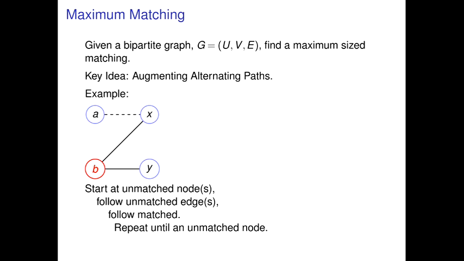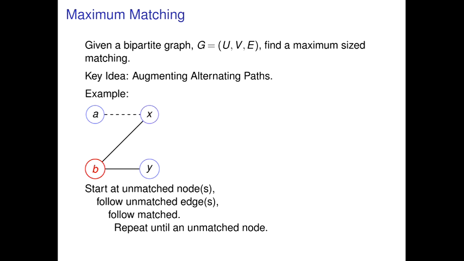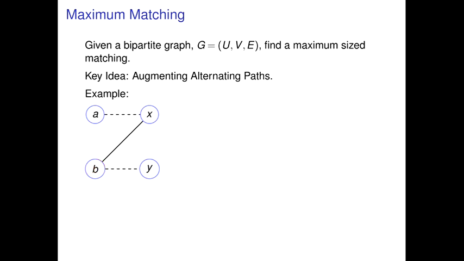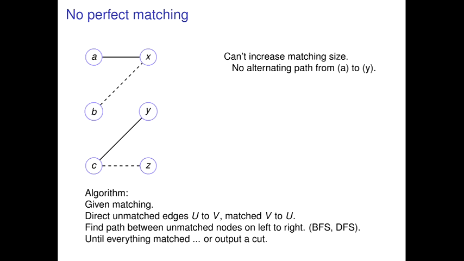He asked if it's a version of the n queens problem. That's a very particular graph. It's a complete graph, and so there's lots of matching, but it's not like a general graph, right? This graph is not the complete graph, for example. Okay. So again, the algorithm looks very much the same. So you start at an unmatched node, and then you follow unmatched edges in this direction, and then you follow a matched edge in this direction, and backwards, and so on. Okay?